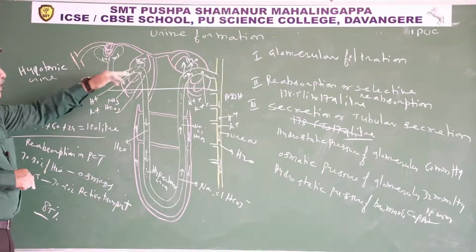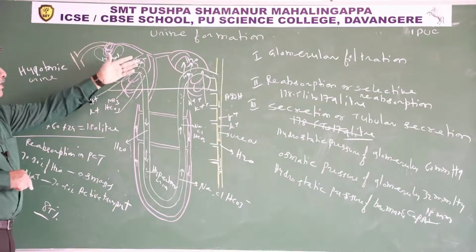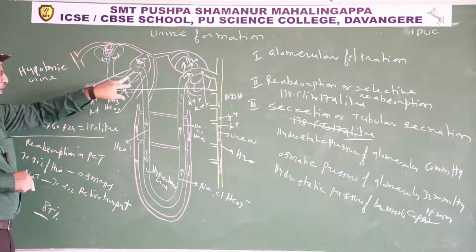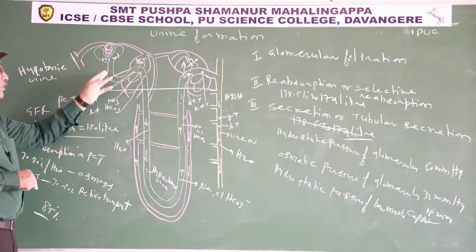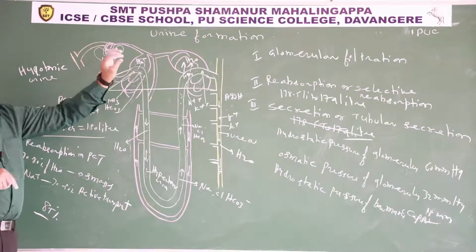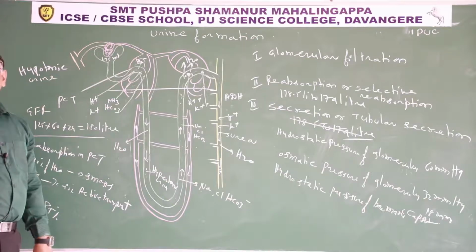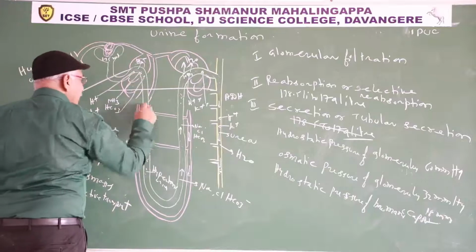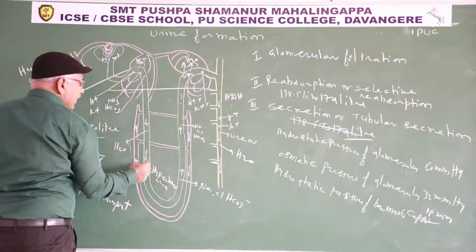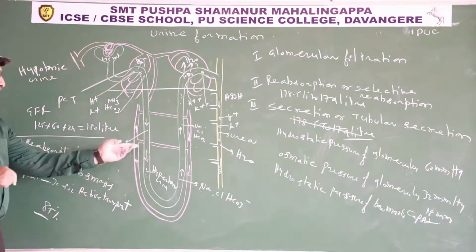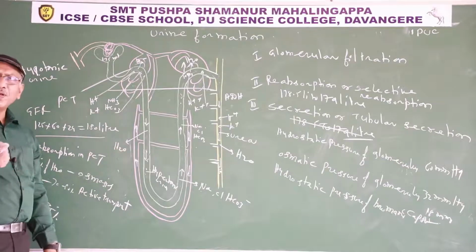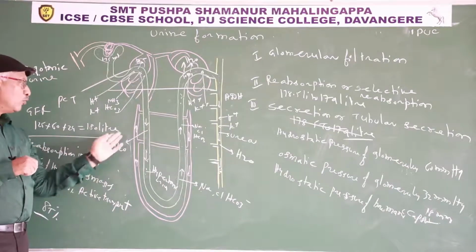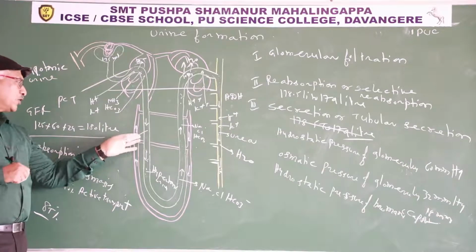While isotonic urine is passing through the descending limb of loop of Henle, the descending limb is impermeable to electrolytes. No movement of ions. Only it is permeable to water. So due to reabsorption of water, the water content in the primary urine present in the descending limb decreases. So automatically concentration increases. Hypertonic urine is formed.